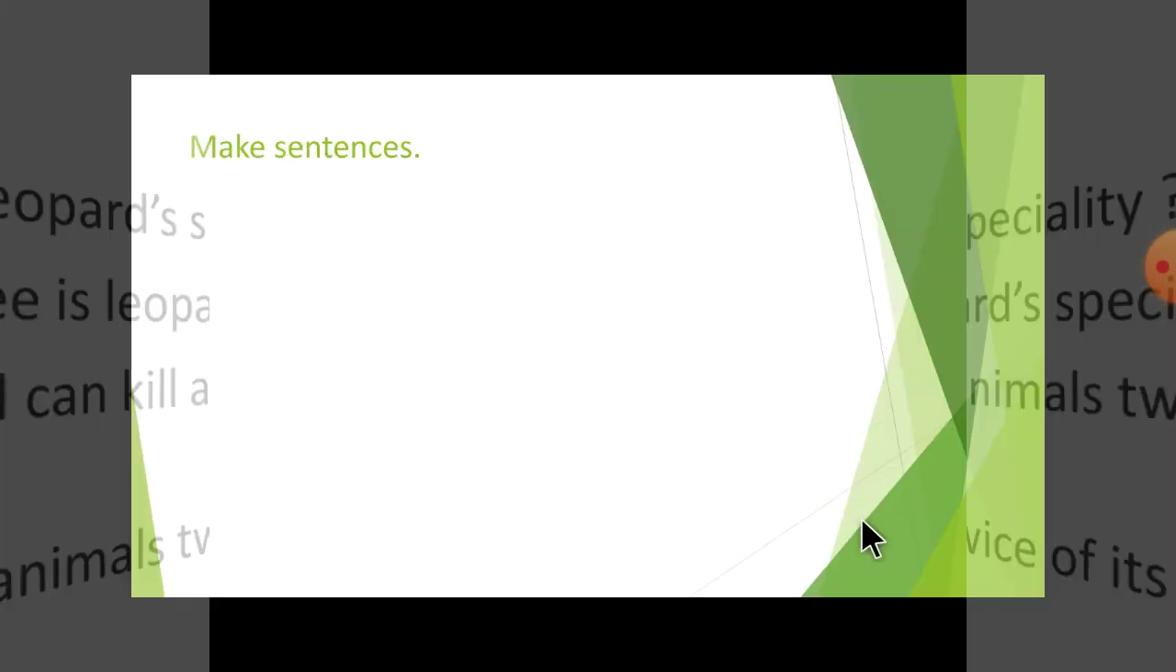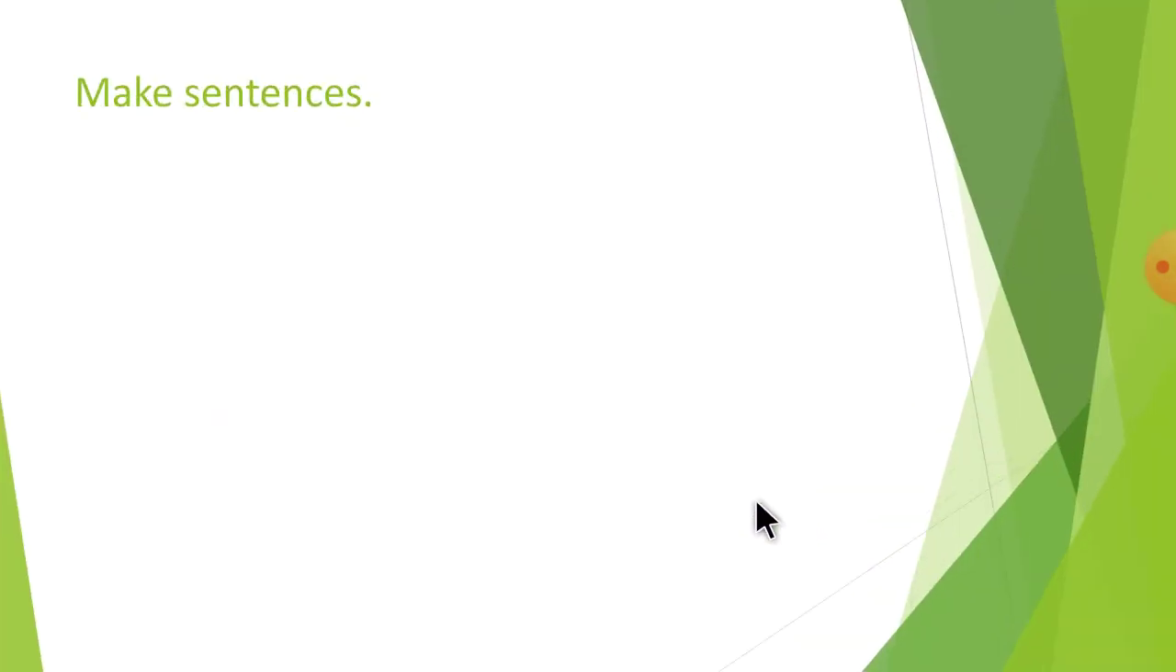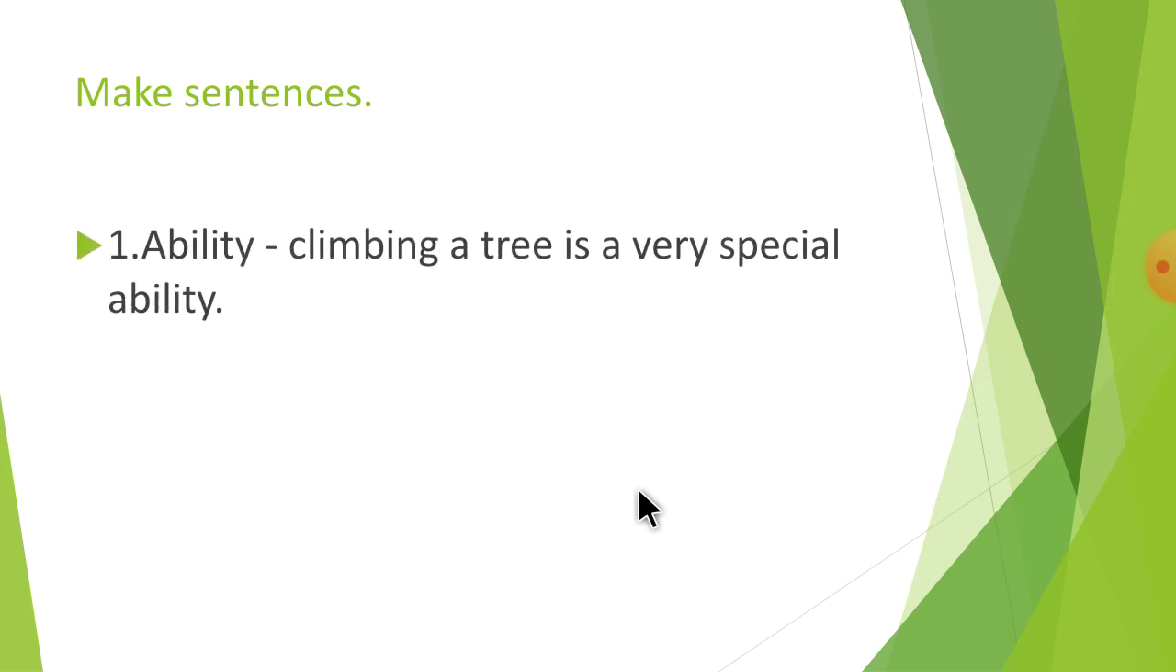Now let's see the last topic, that is make sentence. Number 1. Ability. Climbing a tree is a very special ability.